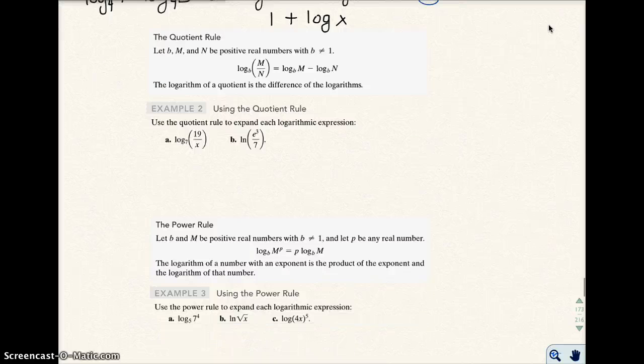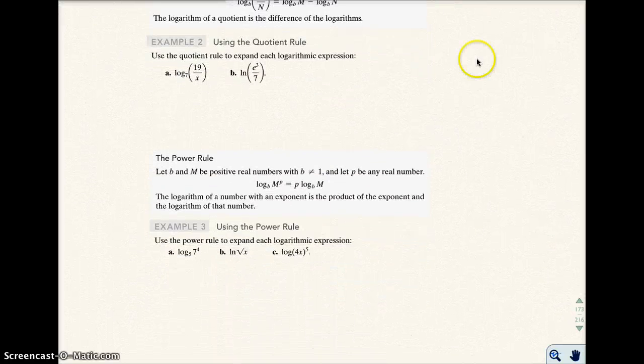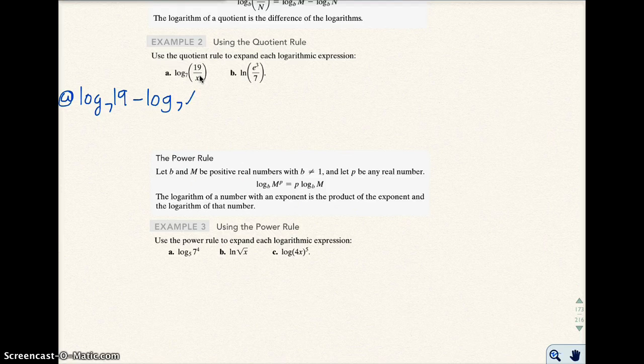The quotient rule says the logarithm of a quotient is the difference of the logarithms. So here I have a logarithm of a quotient, so now I'm going to do the difference of the logarithms. This is going to be log base 7 of 19 minus log base 7 of x. Then in part B, I have a logarithm of a quotient, the natural log of e to the third power minus the natural log of 7. Now this can be simplified further. e is the base here, so e to what power gives me e cubed? Well, that's just 3. So 3 minus the natural log of 7.